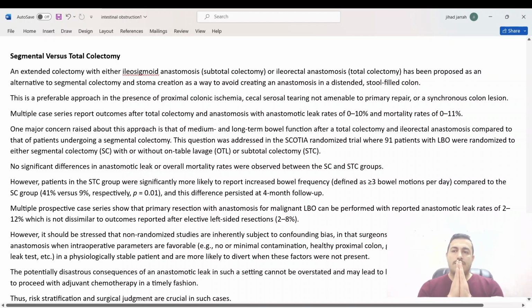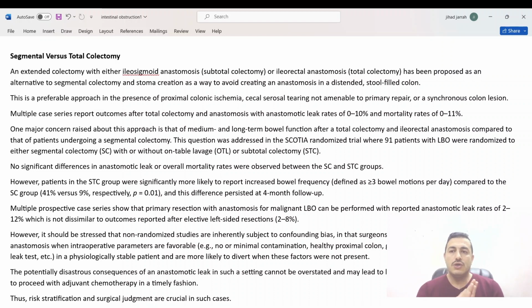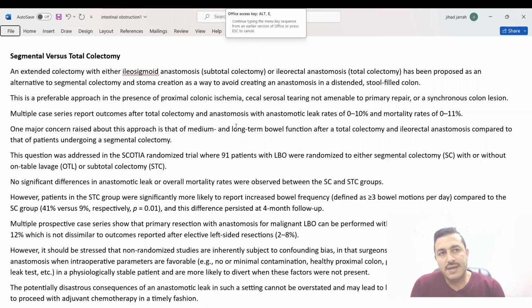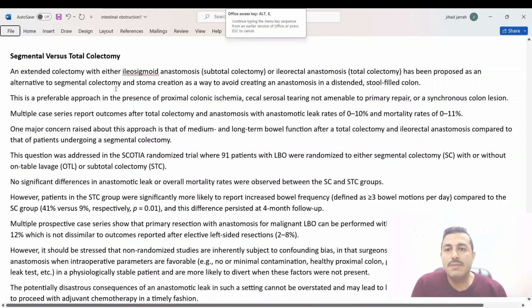Another question: what is preferred, or when to do segmental colectomy or total colectomy? I know that most of you can answer this question because we already discussed why we can proceed to subtotal colectomy if we have, for example, a distal or left-sided colonic mass and we have ischemia or perforation or pending perforation in the cecum.